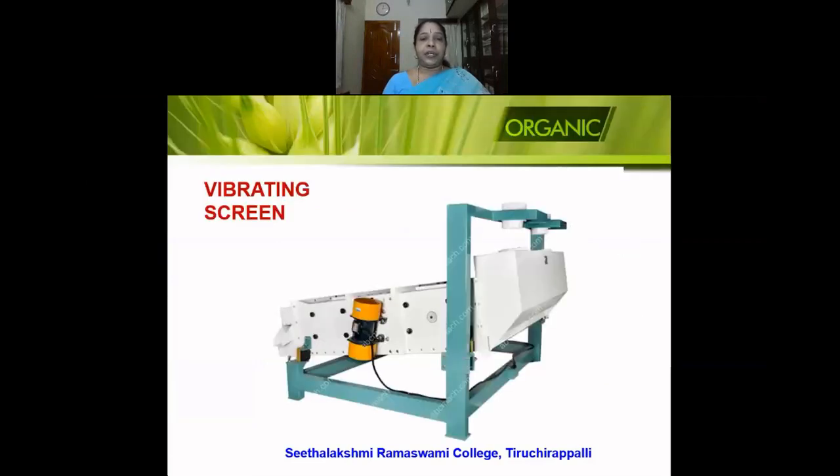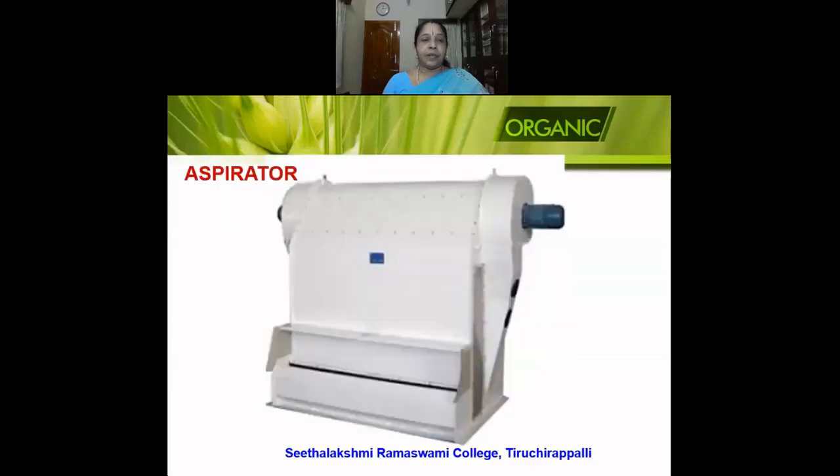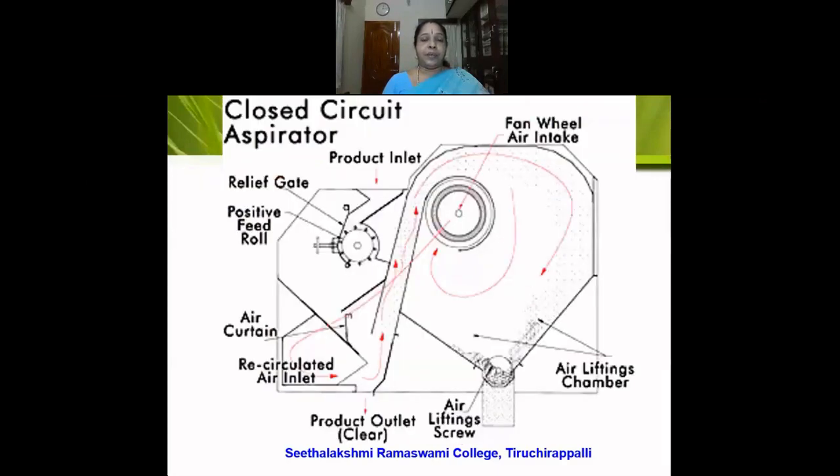In this image, you can see the vibrating screen. The vibrating screen is responsible for removing the impurities that are present in the wheat. This is the aspirator, which is responsible for removing the lighter impurities, the dust particles that are present along with the wheat.